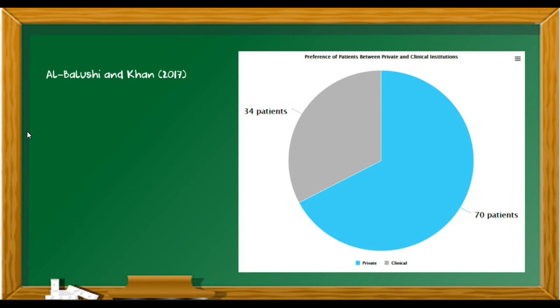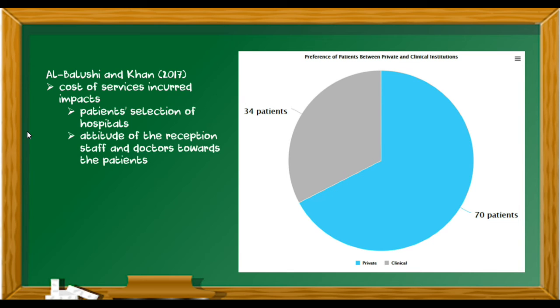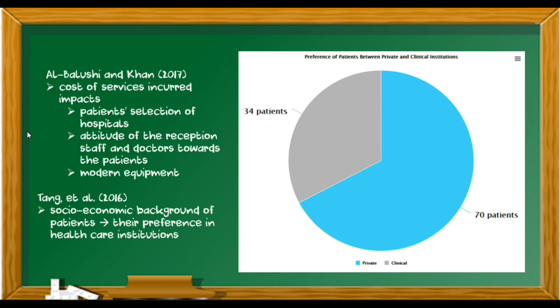According to a study by Al-Balushi and Khan 2017, the cost of services incurred makes an impact in three factors: the patient's selection of hospital for medical treatment, the attitude of the reception staff and doctors toward the patient, and modern equipment. These three factors affect the reason as to why people prefer private institution when getting medical treatment. In another study by Tang et al. 2016, it is said that socioeconomic background of patients significantly relates to their preference in healthcare institutions.